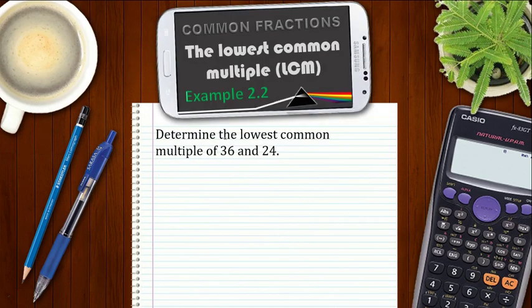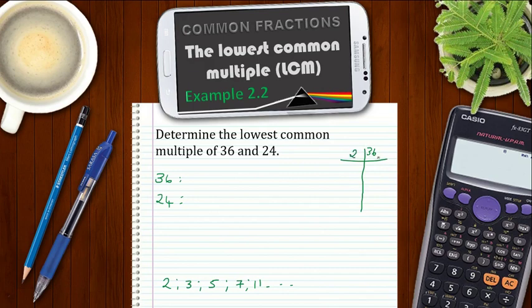Now let's look at this example, 2.2, where we have to find the lowest common multiple of 36 and 24. To find the prime factors, I'm just going to use the ladder method for 36. So remember, we've got 2, 3, 5, 7, 11, and so forth. So for 36, to find the prime factors, I'm going to say, can 2 go in there?